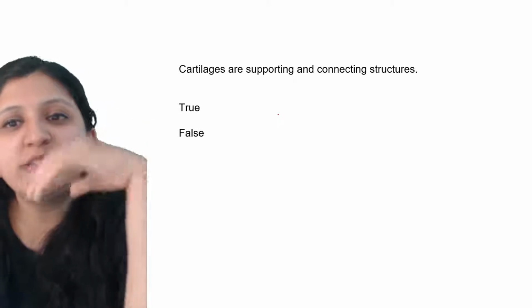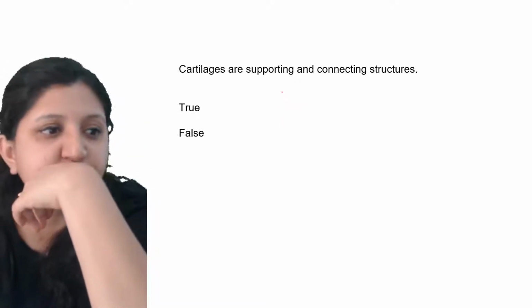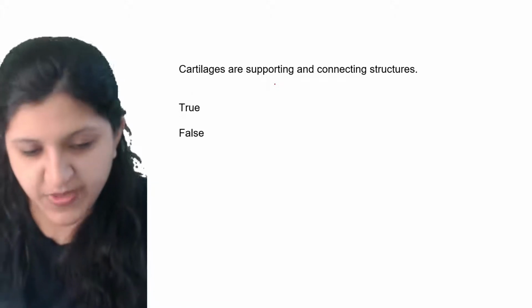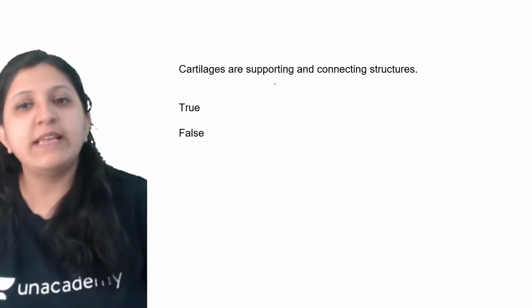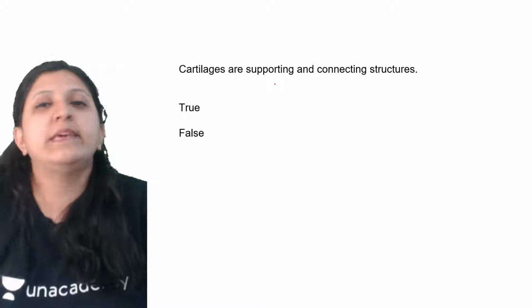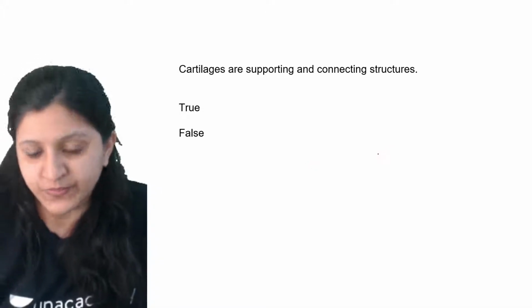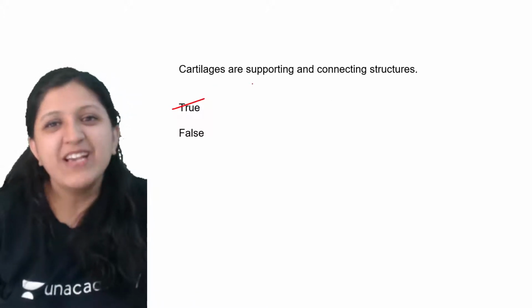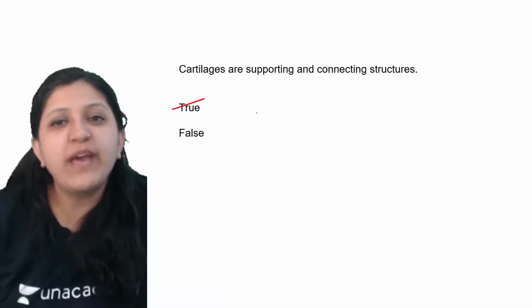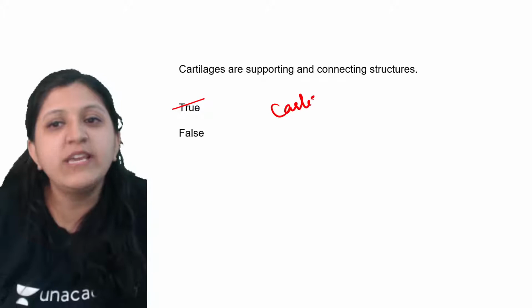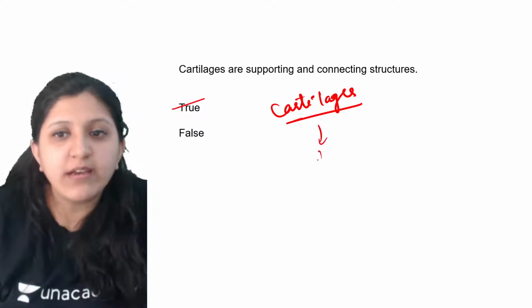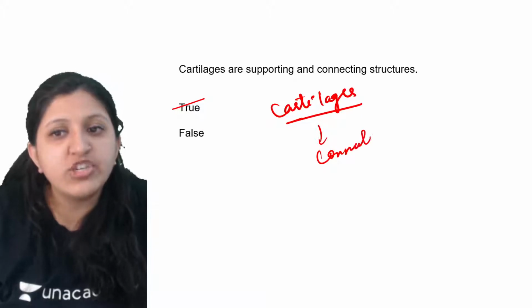Cartilages are supporting and connecting structures. Is this true or false? Are cartilages supportive, and connective also? Yes, it is true. Why exactly is this true? Cartilages come under the connective tissues themselves, where the connection is occurring.